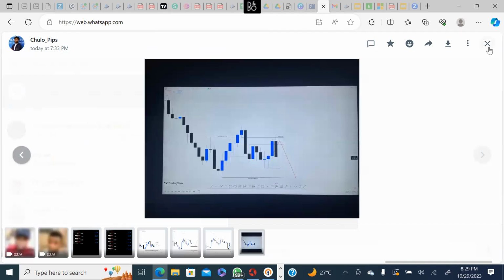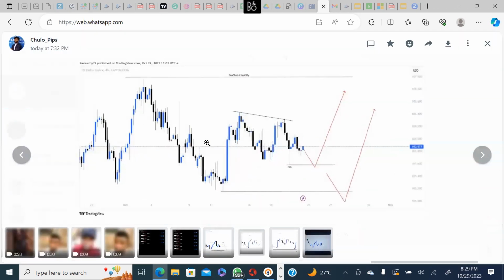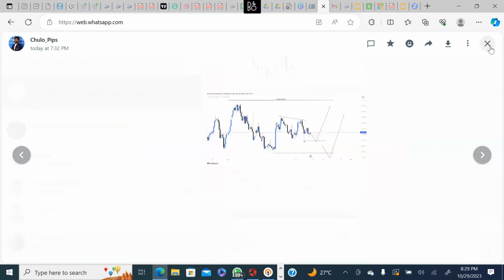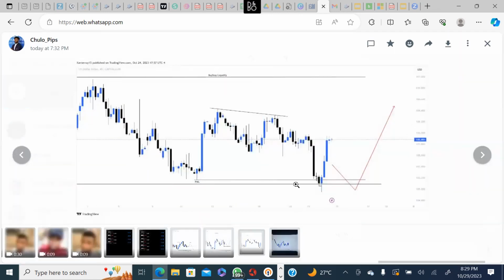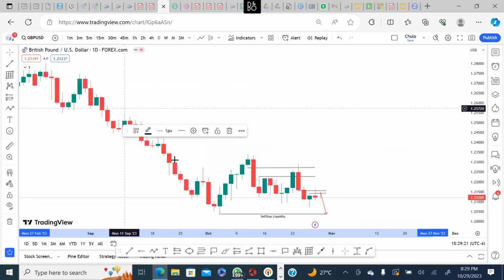Now looking at the DXY, this was DXY before. Price made use of this sell stop liquidity here. And this is how it played out. So all the analysis I'm doing, I trade all the analysis I'm doing.